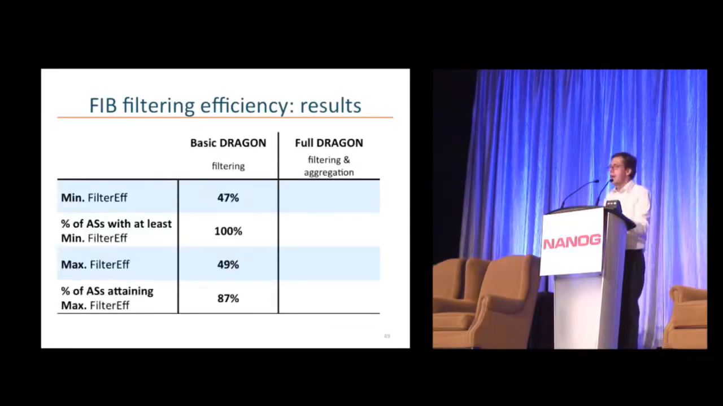I consider the case of basic Dragon, which consists just of the filtering strategy, and we saw that every AS has a FIB filtering efficiency of at least 47%. So they forego at least 47% of the prefixes. And 87% of the ASs reach the maximum possible filtering efficiency of 49%. With aggregation prefixes, every AS forgoes at least 69% of the prefixes, with 87% of the ASs, again the same number, attaining the maximum filtering efficiency of 79%.